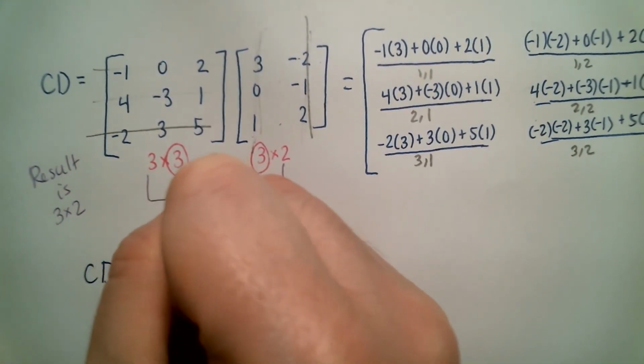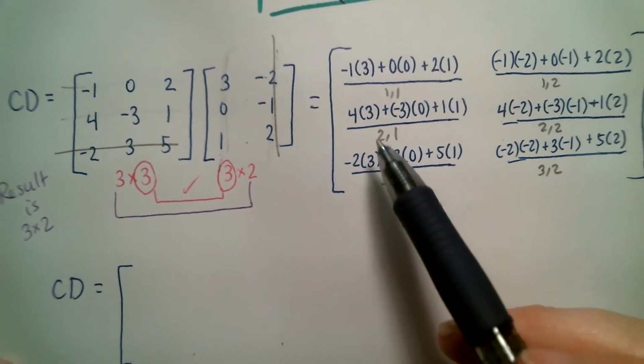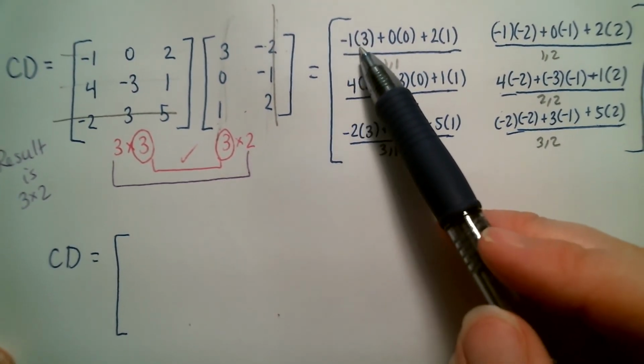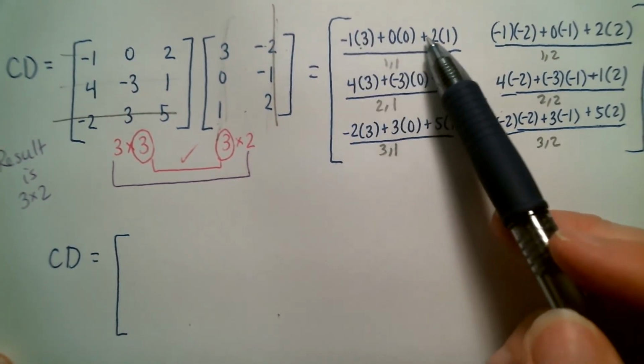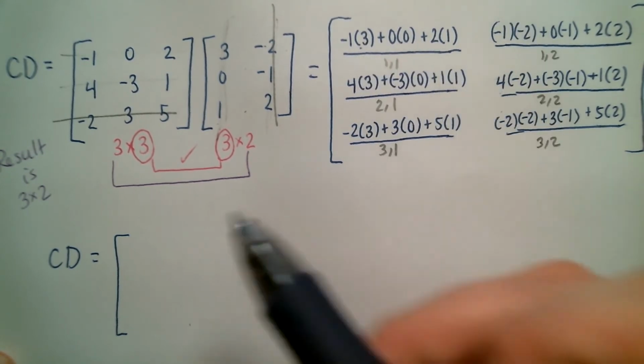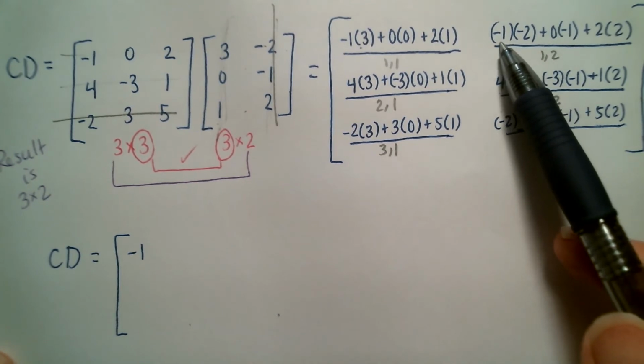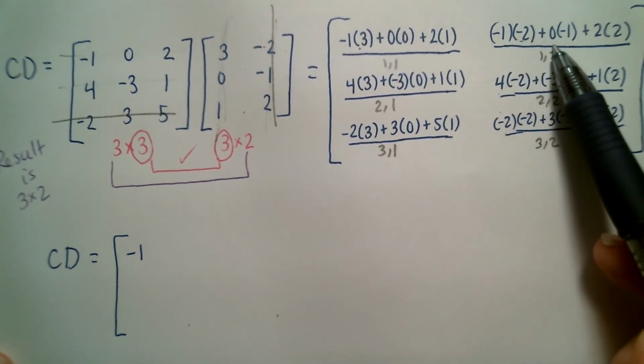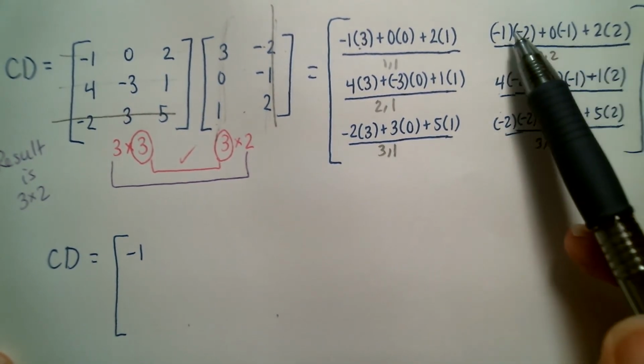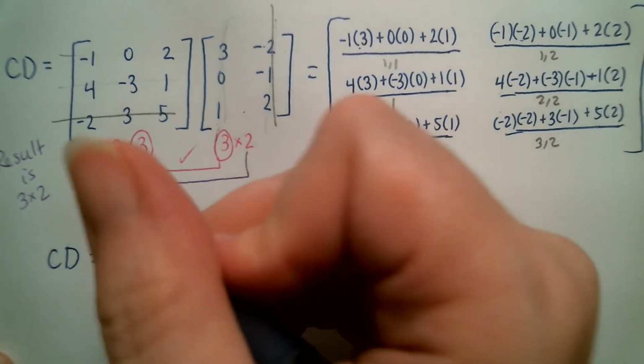Okay, so C times D. Let's see what we've got. We've got negative 3 plus 0 plus 2. So negative 3 plus 2 is negative 1. And then over here is positive 2 plus 0 plus 4. So 2 plus 4 is 6.